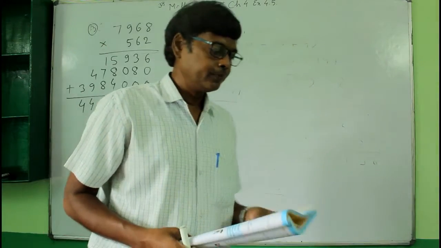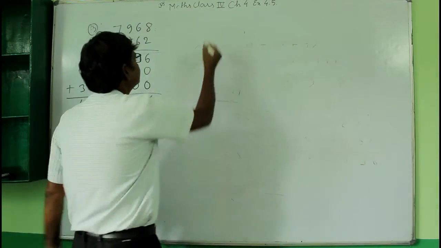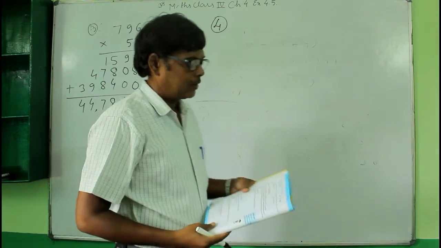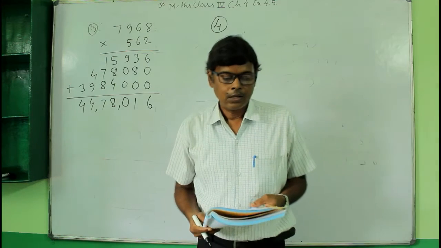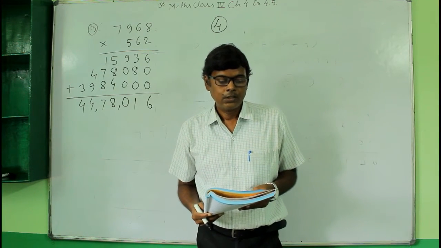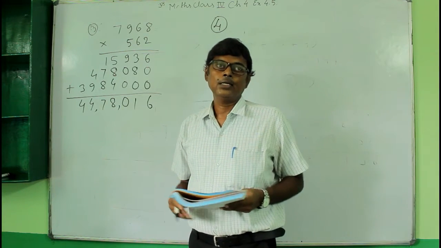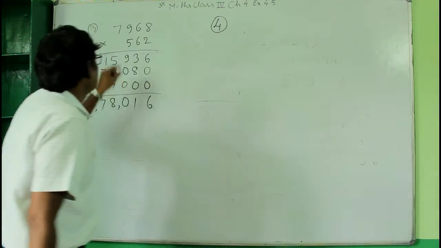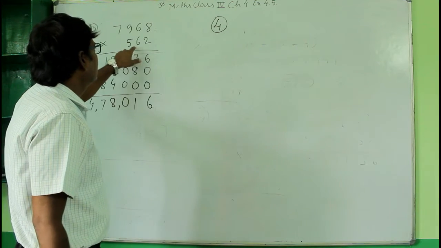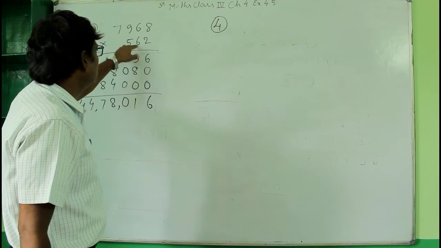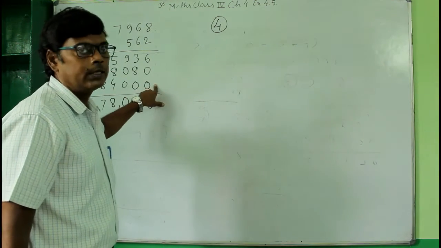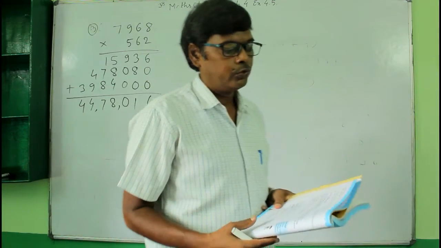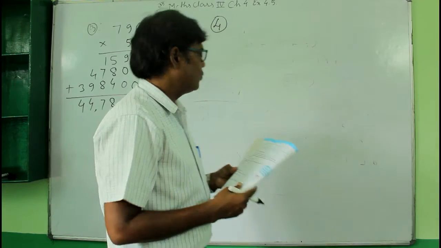Now question number 4. And in this question, the question says that find the products by using 2 steps only. You have to do the question in only 2 steps. Here in the multiplier you have 3 digits, so normally you will have 3 steps here, okay. But in this we have to do it in only 2 steps. I will show you how.